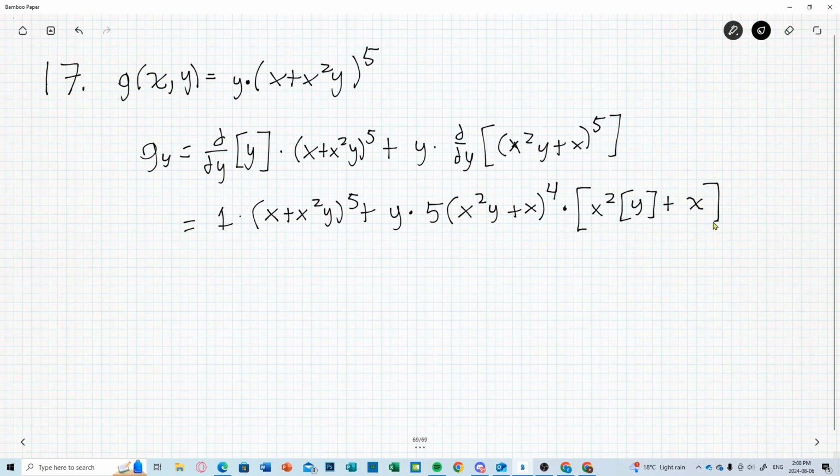But if you remember from our last couple of examples, anytime there's a constant, it just goes away. And this y just becomes a 1. So really all we need is our x squared from here. And our 1 can go away here because that doesn't change anything. So it'll become x plus x squared y to the 5 plus, I'll make this a little neater, 5y. And I'll make it even neater, we're going to bring our x squared over. So we'll make it 5y x squared multiplied by x squared y plus x to the 4.